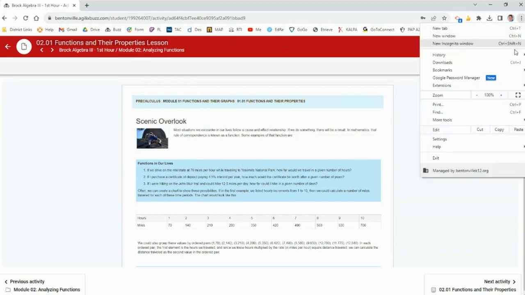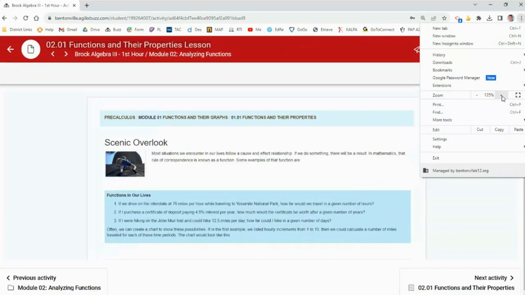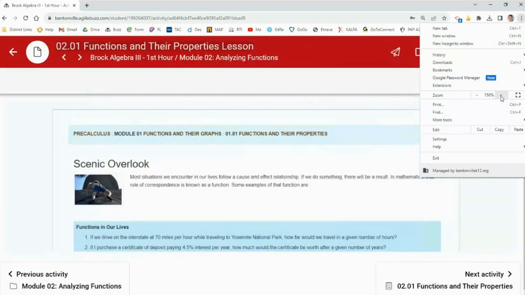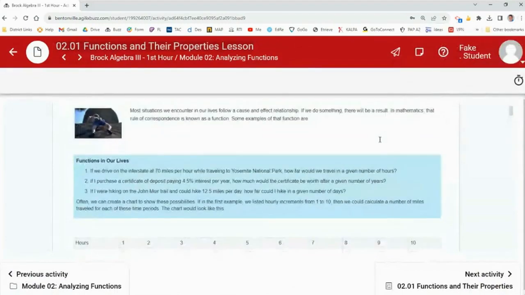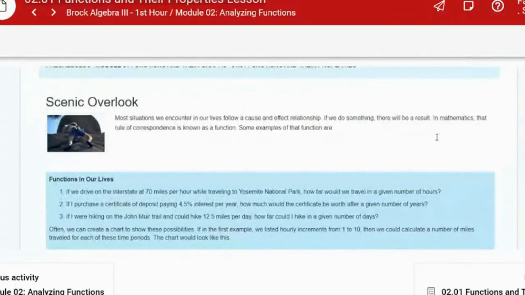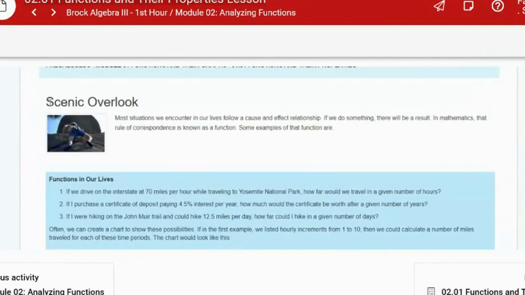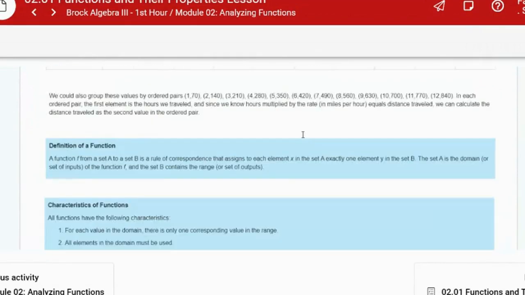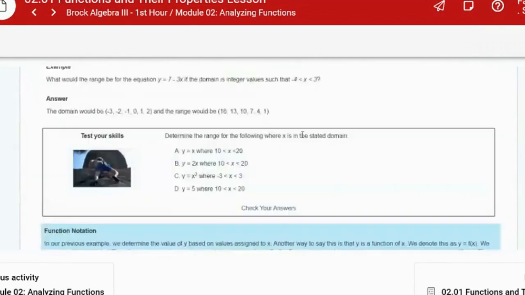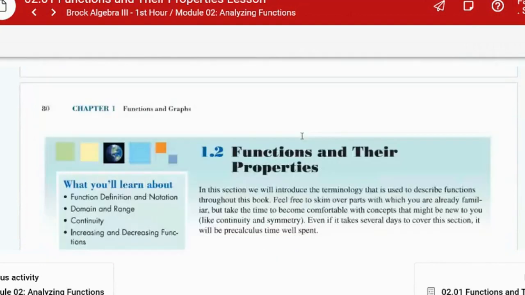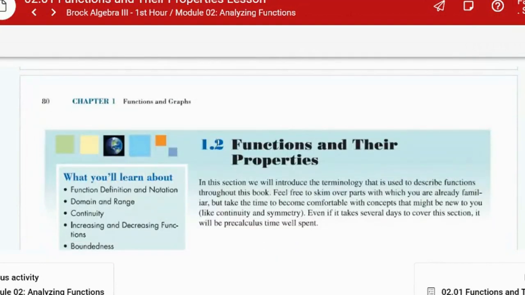I'm going to make this bigger on our screen. Yeah, that's pretty good. We'll see if that's too big. All right. The way this module is laid out, it has a scenic overlook. The scenic overlook is like a summary of the lesson, and that's all up at the top. So we'll go down through this: scenic overlook, and then you'll get to the actual lesson.